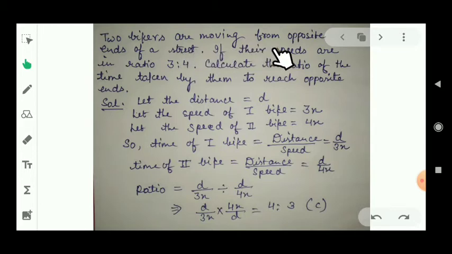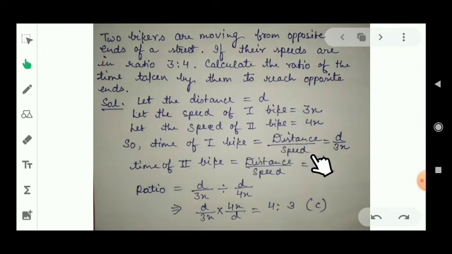Two bikers are moving from opposite ends of a street. If their speeds are in the ratio 3:4, then calculate the ratio of the time taken by them to reach the opposite ends. So students, firstly we will let the distance be d. Now because the first biker's speed and second biker's speed are given in the ratio 3:4, we let the speed of the first bike be 3x, and the speed of the second bike be 4x. So students, firstly we will find out the time taken by the first bike.